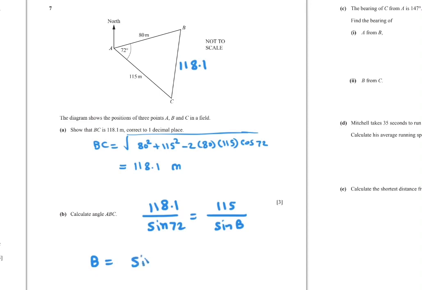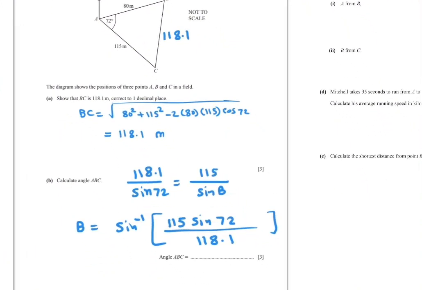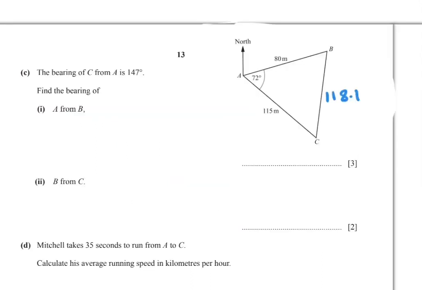Sine inverse, then bracket, and we have a fraction inside the bracket. Now cross multiply: 115 sine 72 divide 118.1 equals 67.8 to one decimal. Now C, the bearing of C from A is 147.